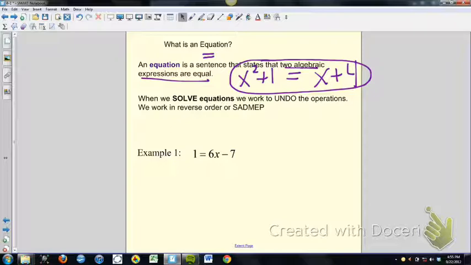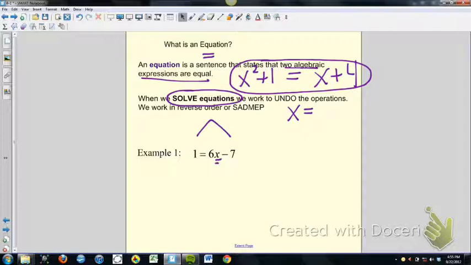When we solve equations, first of all, we only use the word solve when we talk about equations. We never ever solve expressions. That's not used for expressions. This verb solving means to find the value of x that makes this equation work. Okay, and so what we have to do is we have to think about where this x is.